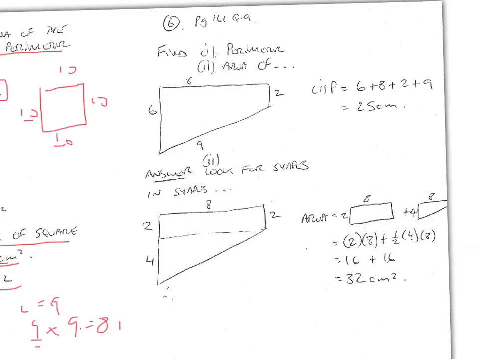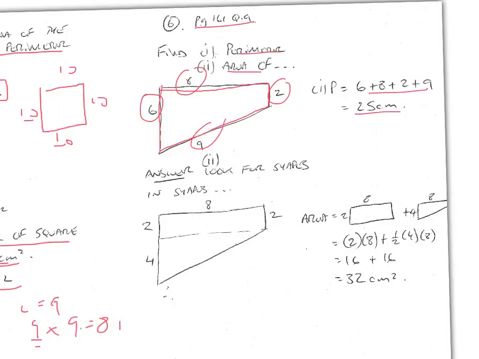And finally, from page 161, question 9, find the perimeter and area of this shape here. And first of all, the perimeter is simply add up all the sides, so we have 6 plus 8 plus 2 plus 9 is 25.